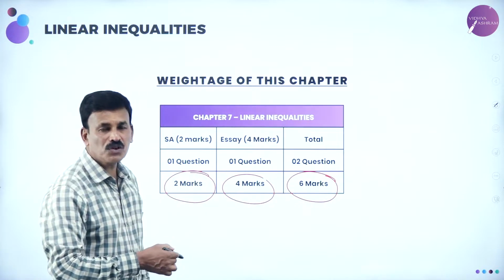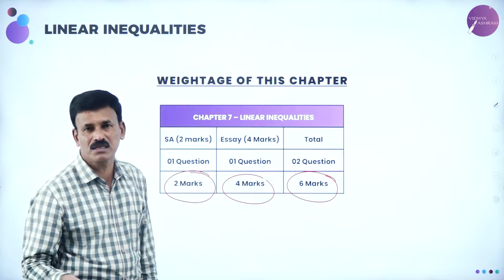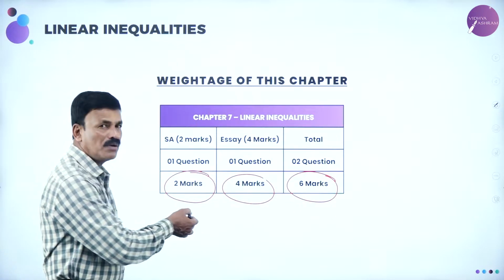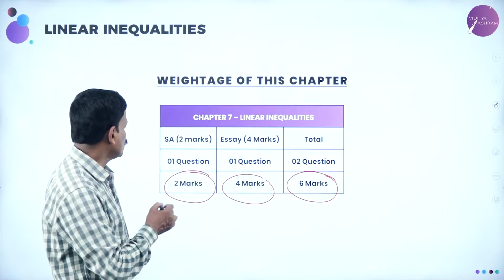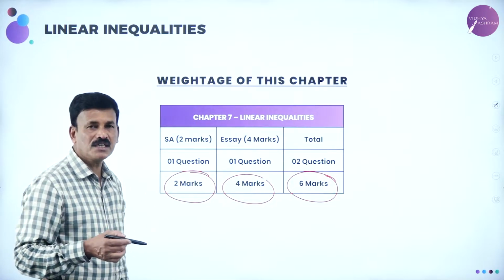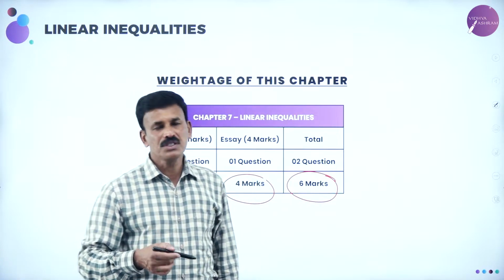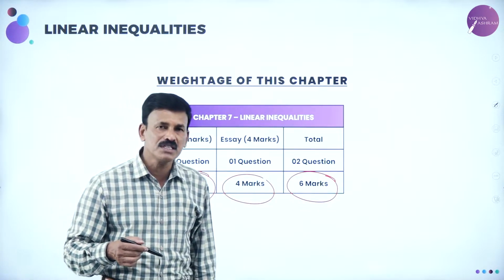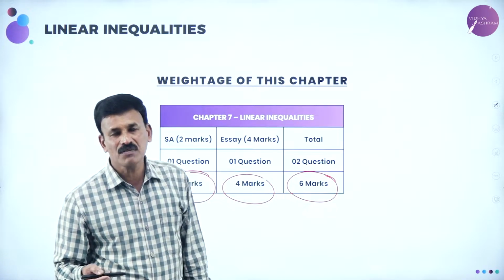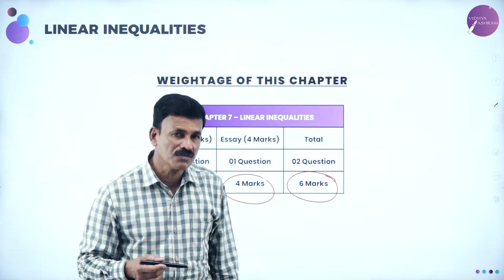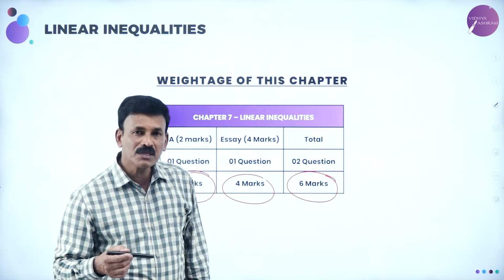Usually the 4-mark question is solving linear inequalities of two variables by graphical method. And here, a simple problem is finding the solution of a given linear inequality. So one 2-mark question and one 4-mark question, totally 6 marks, you are going to get. This linear inequality is very important, and we use this concept in finding the solution of given linear inequalities by graphical method.